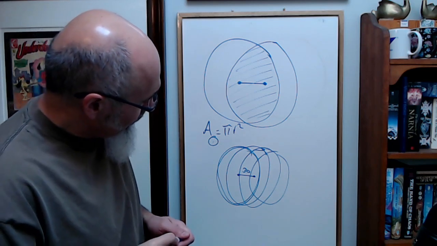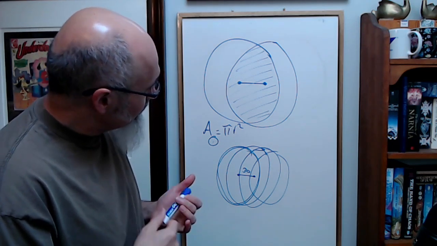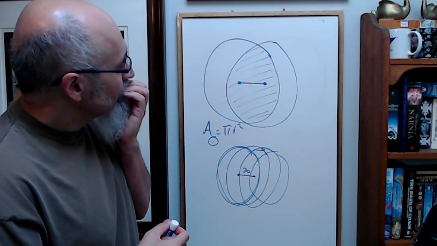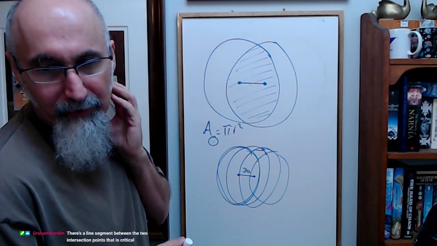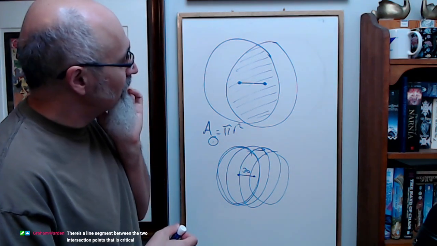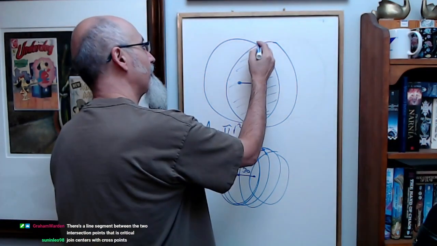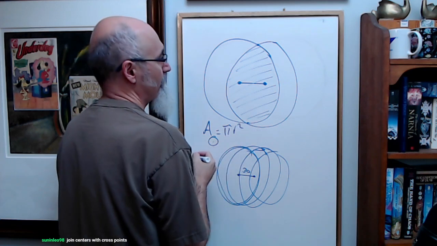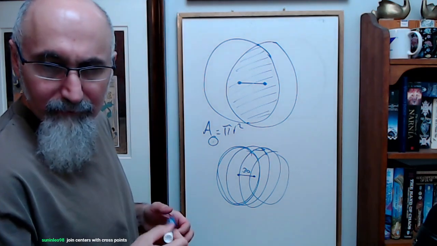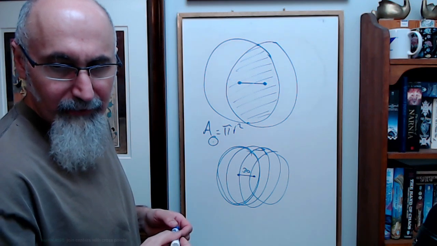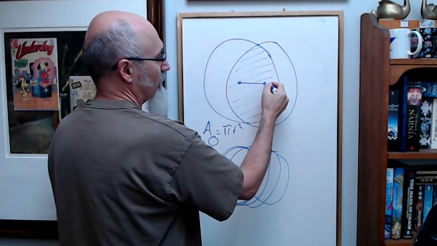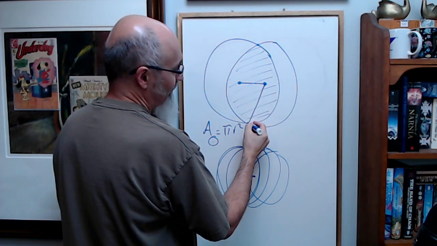What's the best way of doing this? I hope it doesn't involve calculus, to tell you the truth. Pythagorean, there's a line segment between the two intersection points that is critical. You're talking about here? Join centers with cross points. Are we talking about going like this? That would be a little wacko, because that's 50, right?